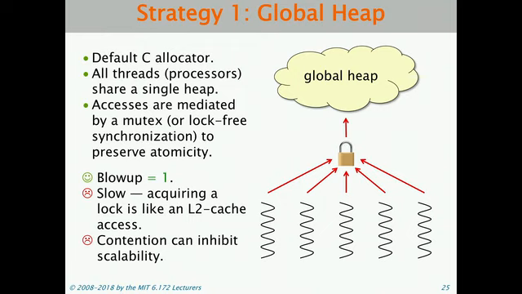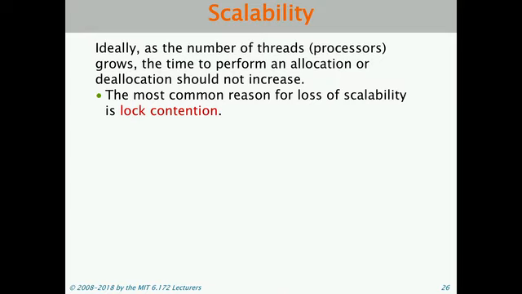So the contention increases as you increase the number of threads, and then you're not going to be able to get good scalability. So ideally, as the number of threads or processors grows, the time to perform an allocation or deallocation shouldn't increase. But in fact, it does. And the most common reason for loss of scalability is lock contention. So here, all of the processors are trying to acquire the same lock, which is the same memory address.